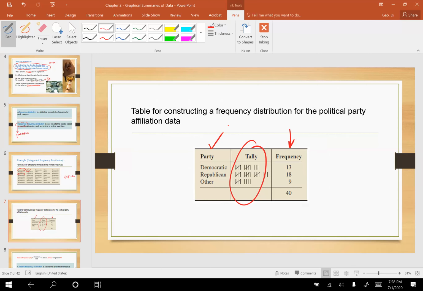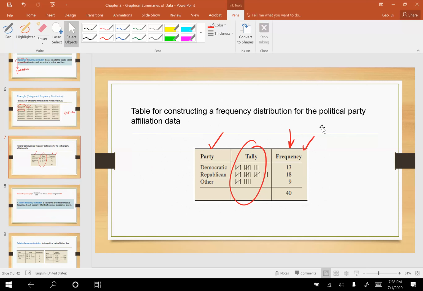For this frequency distribution, the categories are something we definitely have to have, and the frequency we have to have as well. But the tally is optional. If you put a tally there, it kind of guarantees that you did a correct count.